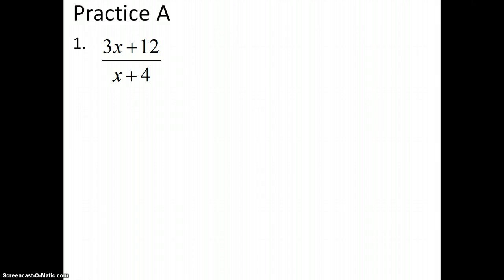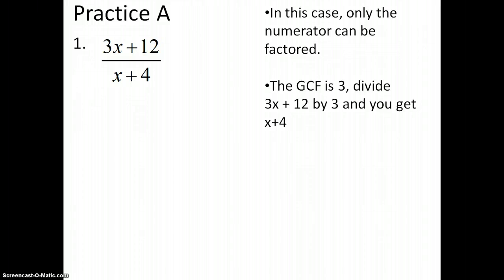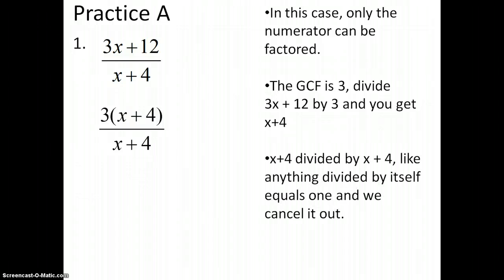If you take a look at practice A number 1, you've got 3x plus 12 over x plus 4. Basically, the denominator can't be factored, but the top can. The greatest common factor is going to be 3. So when we take the 3 and divide 3x plus 12 by 3, we get x plus 4. Now when we rewrite that, you'll notice we've got x plus 4 over x plus 4. Anything divided by itself is equal to 1, so those cancel out, leaving us with the number 3. And that's our answer.